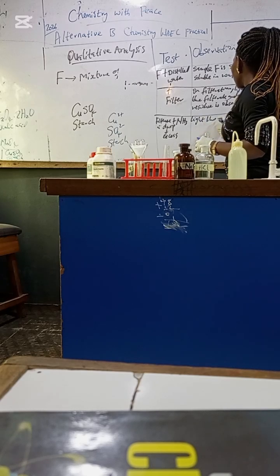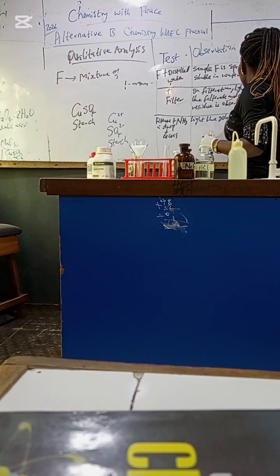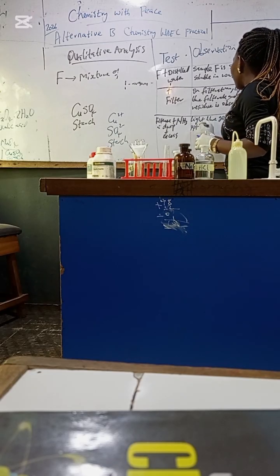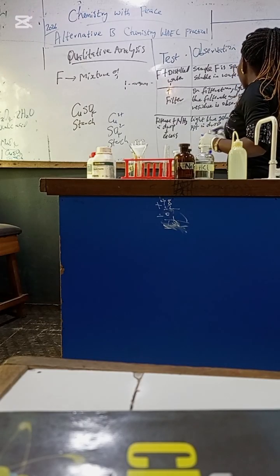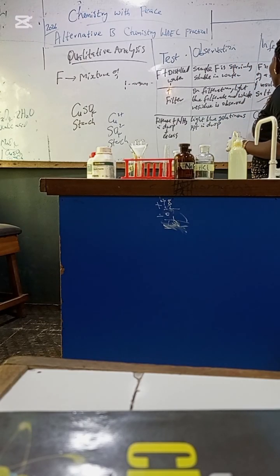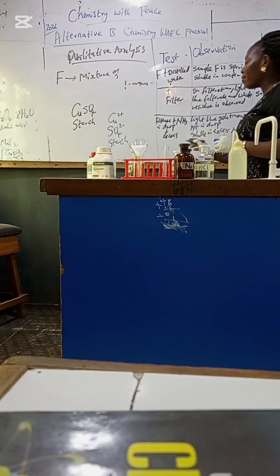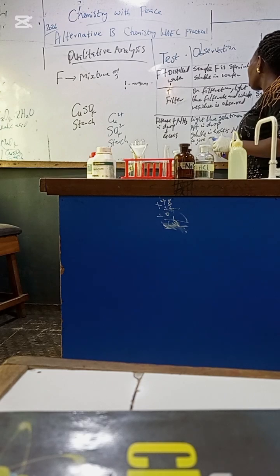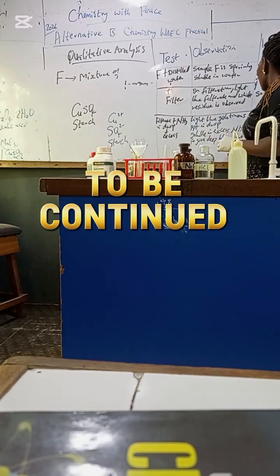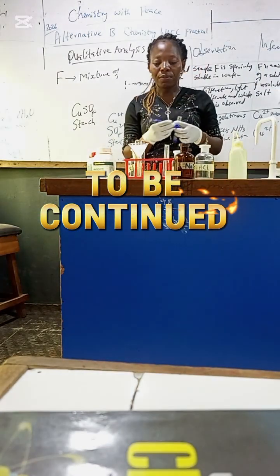Light blue gelatinous precipitate in drops. Your inference should be copper 2 ion present. Precipitate soluble in excess ammonia to give the blue solution. The blue solution. So your inference should also be copper 2 ion present.